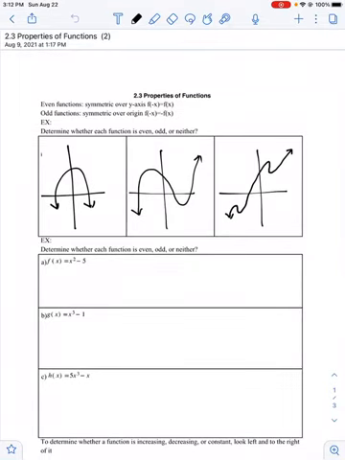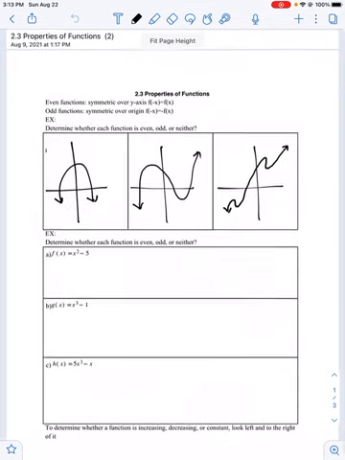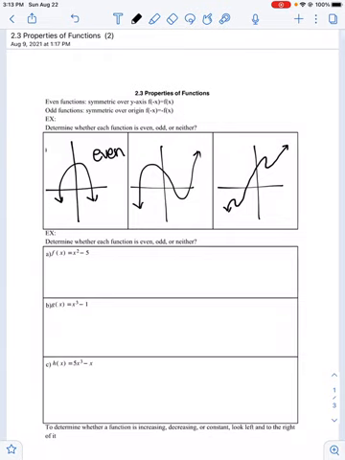Alright, we're going to start 2.3, the properties of functions, and we're going to go over the symmetry. If you are symmetric about the y-axis, then the function is even, and if you're symmetric over the origin, then you have an odd function. This first one is symmetric over the y-axis, so this is an even function. This second one has no symmetry at all, so this is neither. And our last one is symmetric about the origin, so this is an odd function.